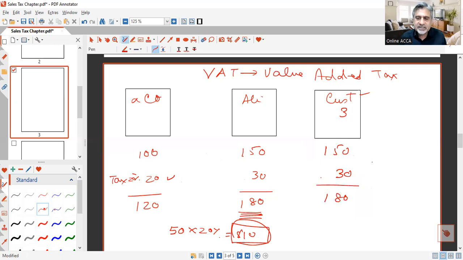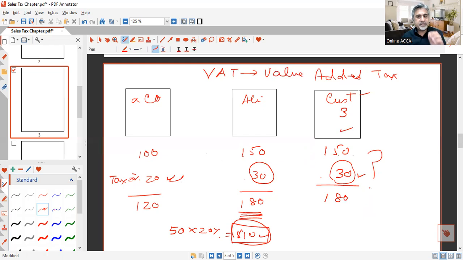So how much sales tax should be paid by this party? Nothing. Because the output tax of 30 and the input tax of 30 are equal. He will not pay anything to the government because the end user has paid 30 and the government has already received 30, 20 from here and 10 from here.